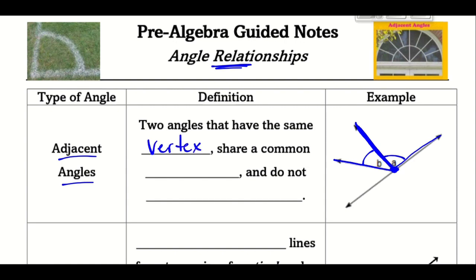That's the point where they start. They share a common side. That's that side right in the middle. And they do not overlap. So there's no overlap between A and B. They're totally separate angles.